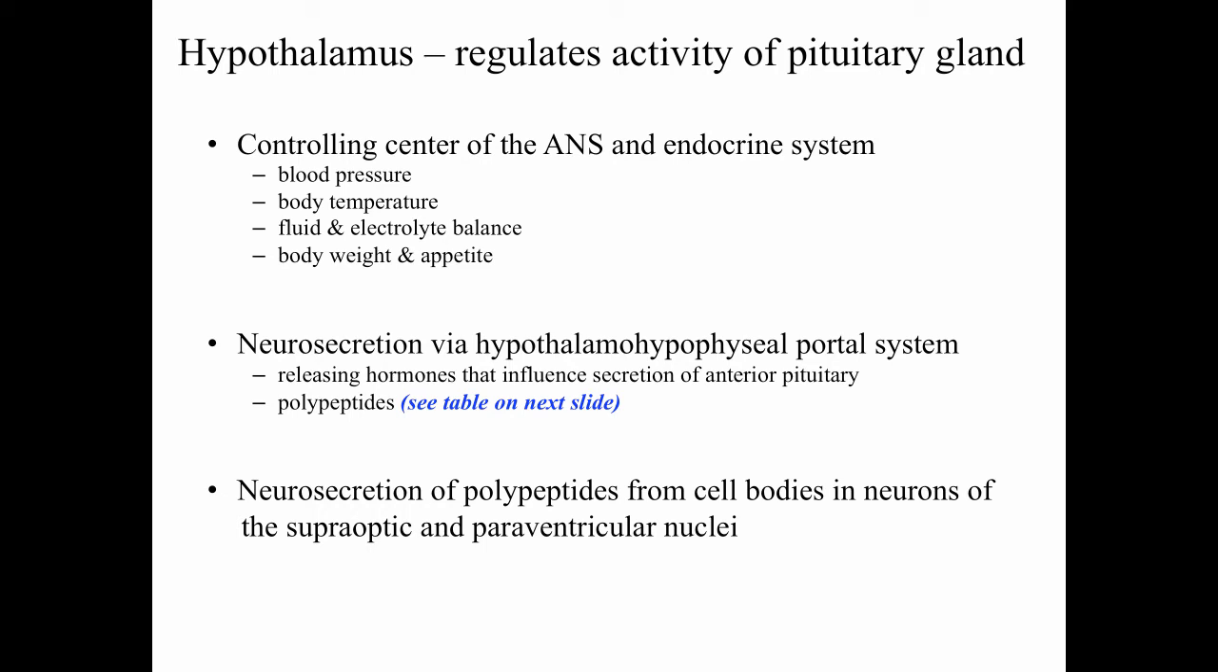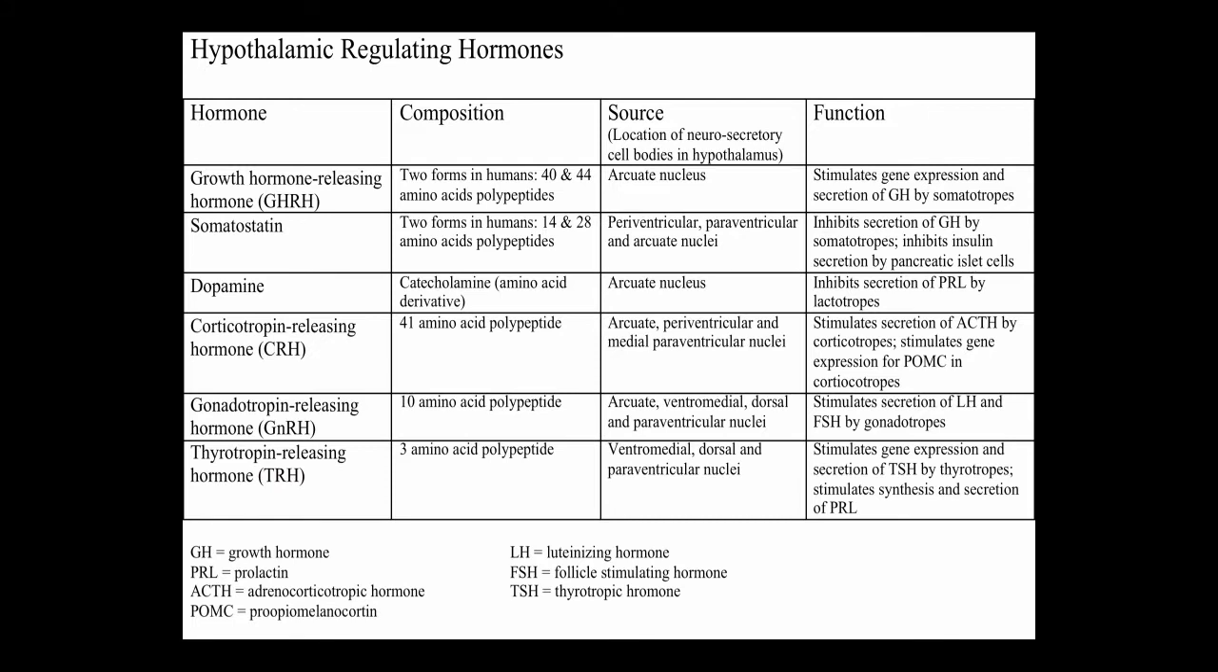These releasing hormones travel down the hypothalamic hypophyseal portal system. There's also neurosecretion of polypeptides from cell bodies and the neurons of the supraoptic and paraventricular nuclei that are involved in the storage of oxytocin and vasopressin from nerve endings in the posterior pituitary.